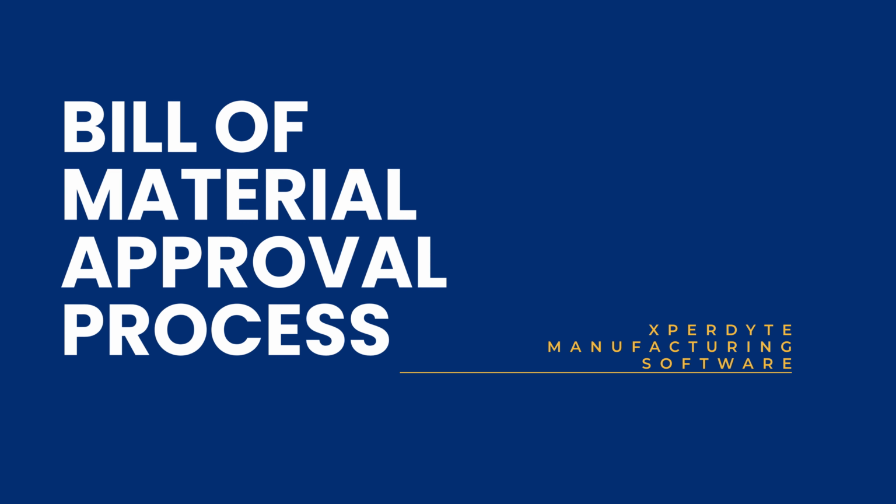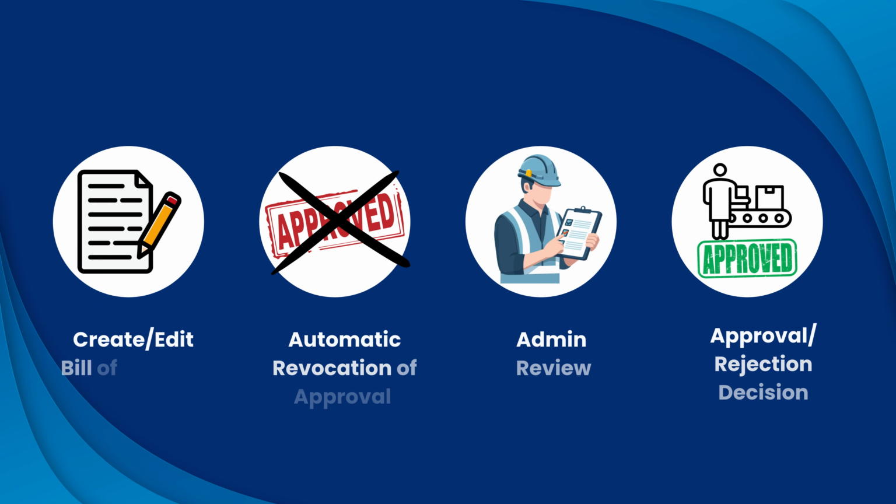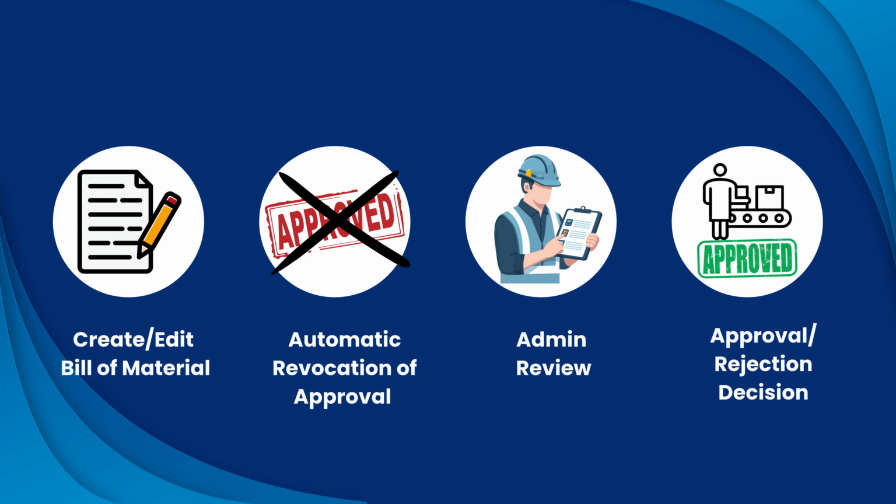This video will explain the bill of material approval process in Xperdyte Manufacturing software. Bill of material accuracy is a critical component of a functional manufacturing system, and it is therefore necessary that an administrator reviews and approves a bill of material before it can be used in production.